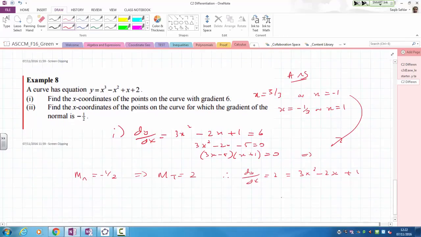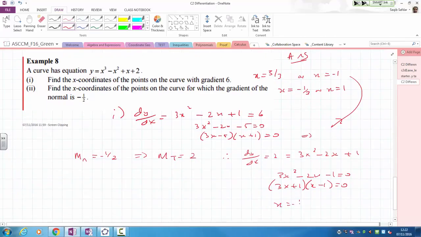If we then go ahead and solve that, firstly it should give us a new quadratic, so 3x squared take away 2x plus 1 take away 2 is minus 1. We can then factorize it, so you've got (3x plus 1)(x minus 1), and then this gives us x equals minus 1 third or x equals 1.